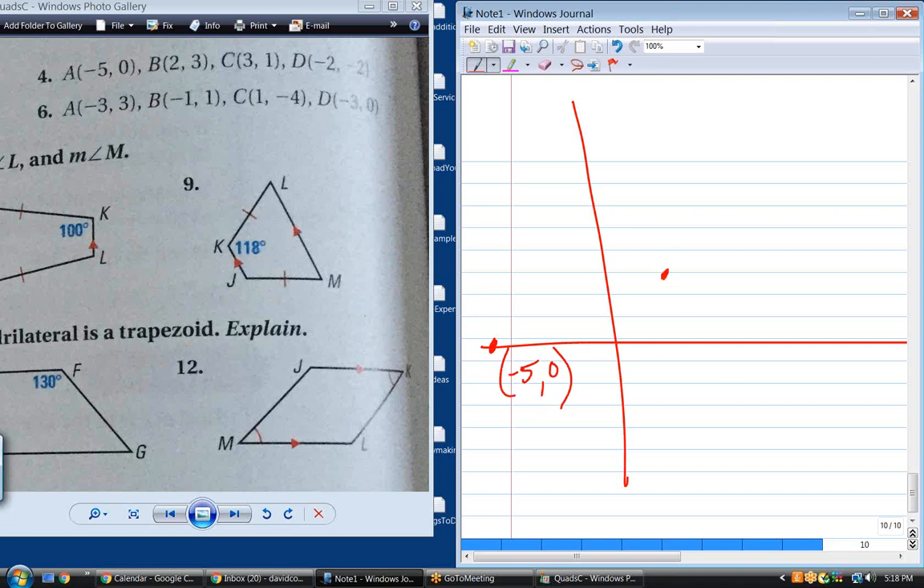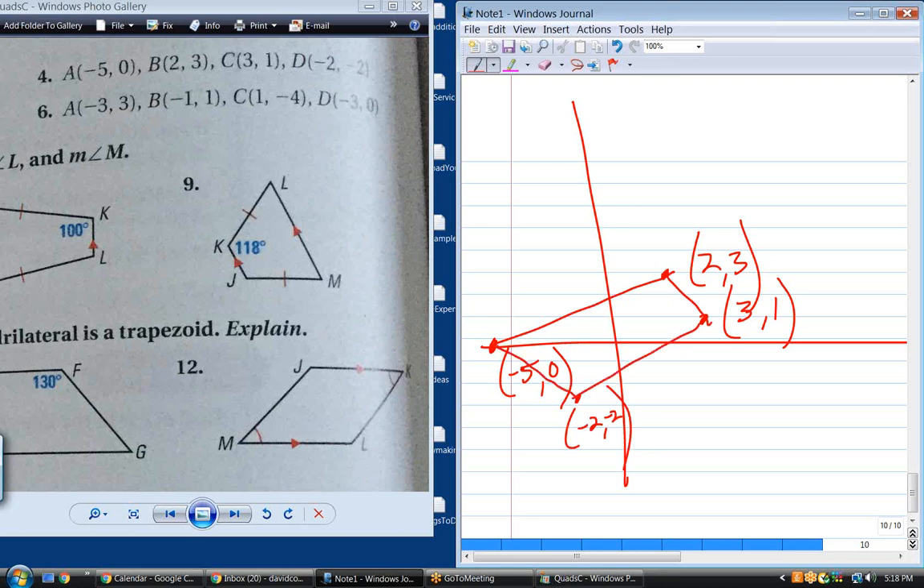2 comma 3 is right there. 3 comma 1 is right there. And minus 2 comma minus 2, that's about right there. Again, I can't really tell from my picture whether that's a trapezoid because I've approximated all my drawing. Yeah, exactly. It's kind of hard without graph paper.